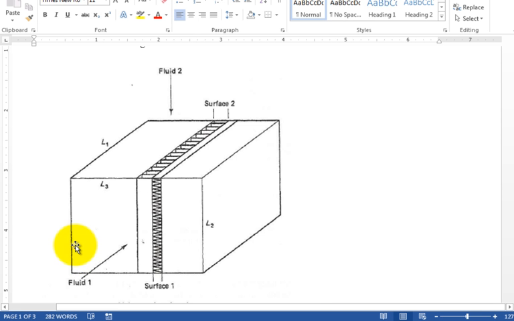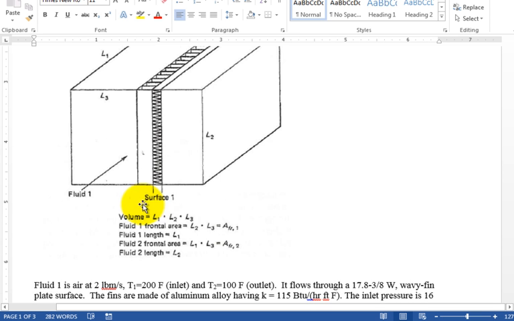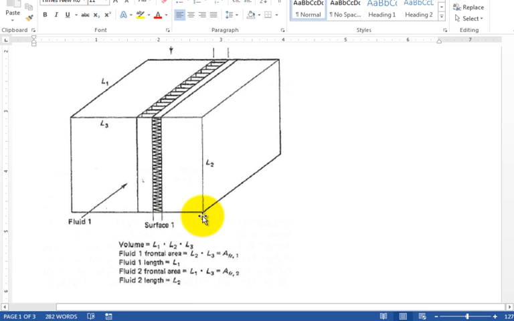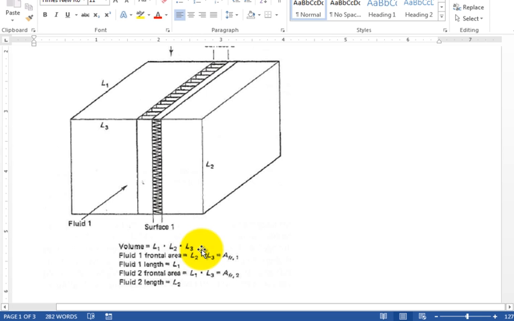Okay. So let's take a look at the information given. They tell you something about, okay, if you don't know how to calculate the volume of a cube, L1 times L2 times L3. Okay, I think you could have figured that out. That's the volume of the heat exchanger. And then fluid 1 frontal area is L2 times L3. Do you agree? The fluid 1 frontal area is L2 times L3. Thumbs up if you agree. All right. And then what is the notation? They're showing you A subscript fr, comma 1, so it's a frontal area.